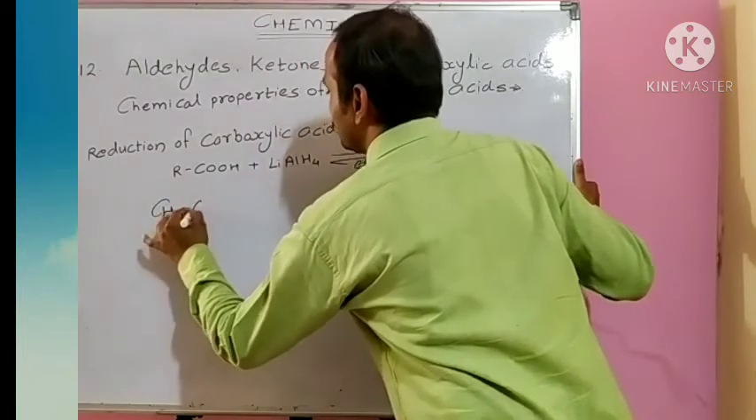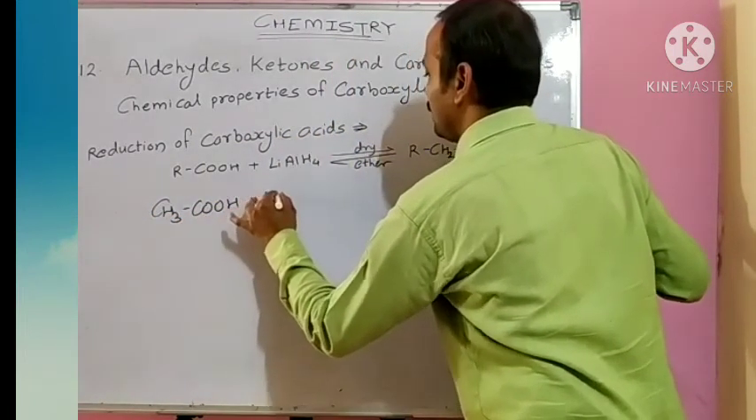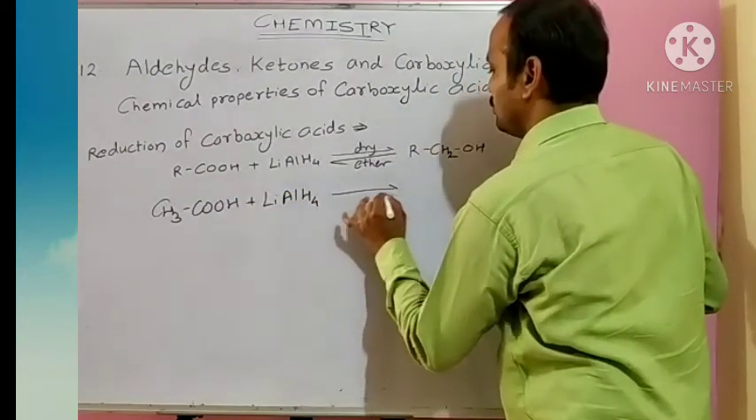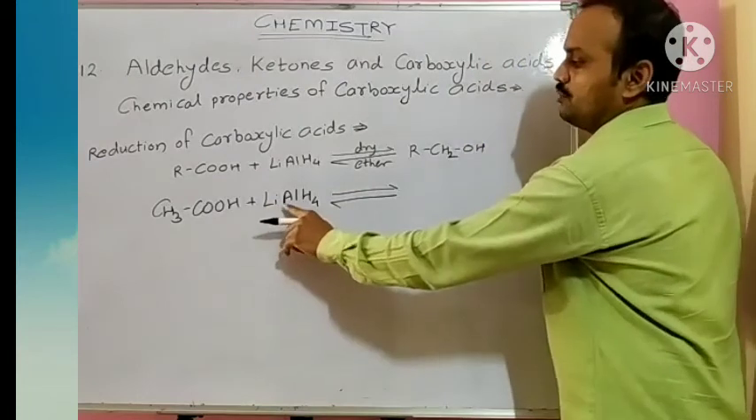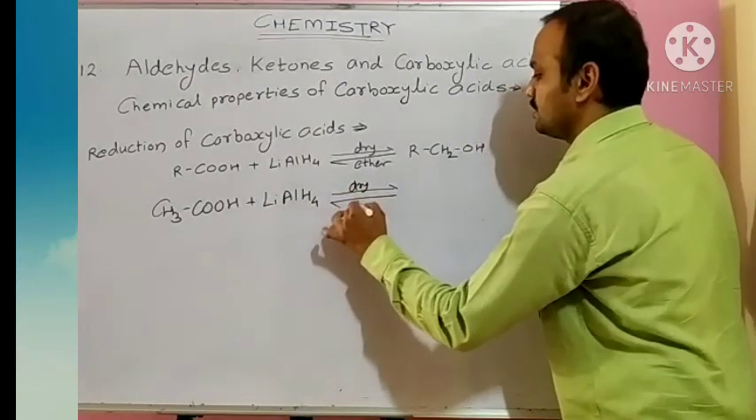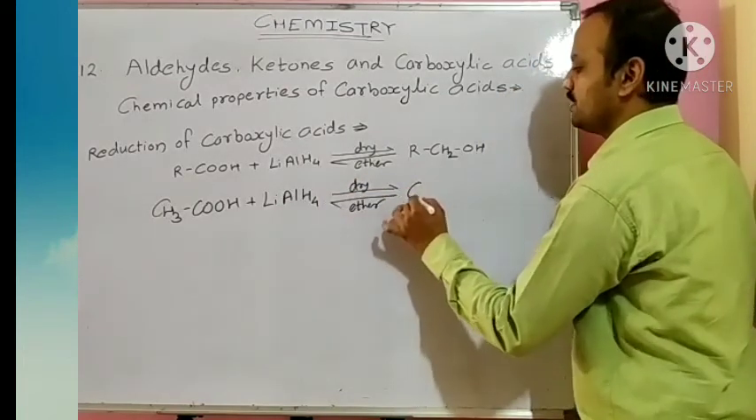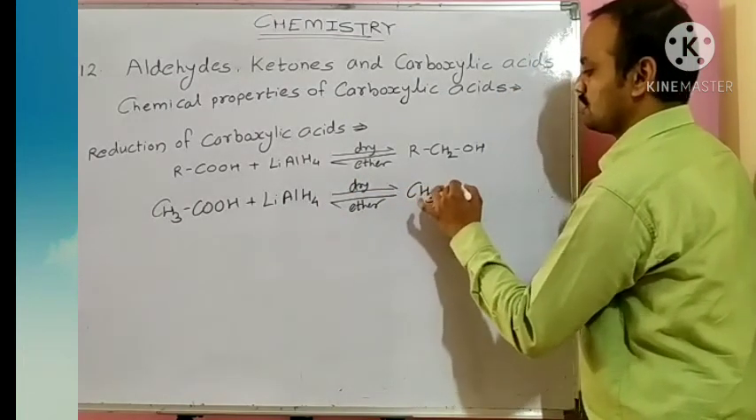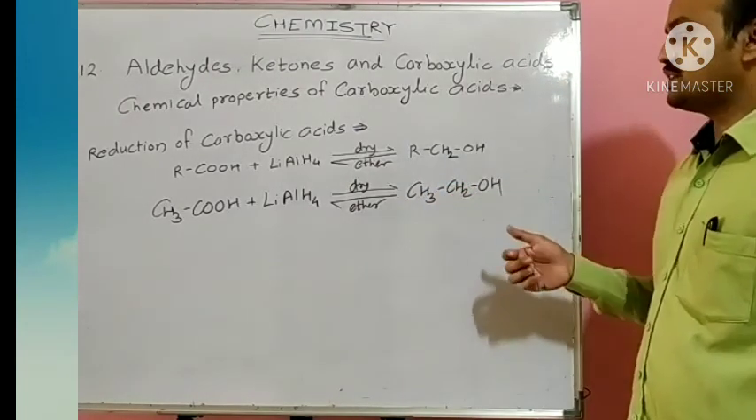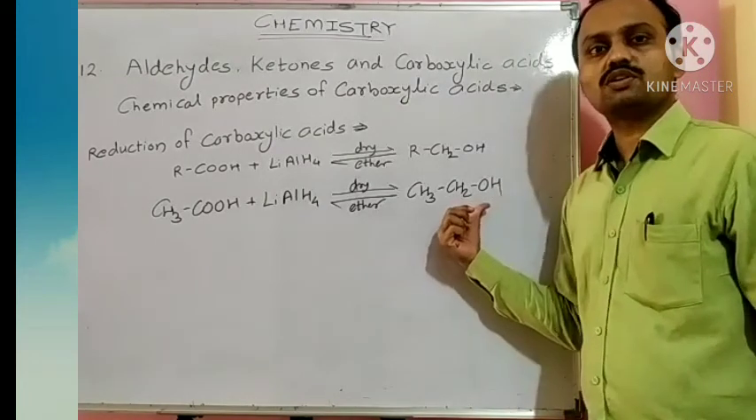CH3COOH plus LiAlH4, lithium aluminium hydride, dry ether as a solvent, and we get CH3CH2OH, that is ethyl alcohol, that is primary alcohol, as the product for the reaction.